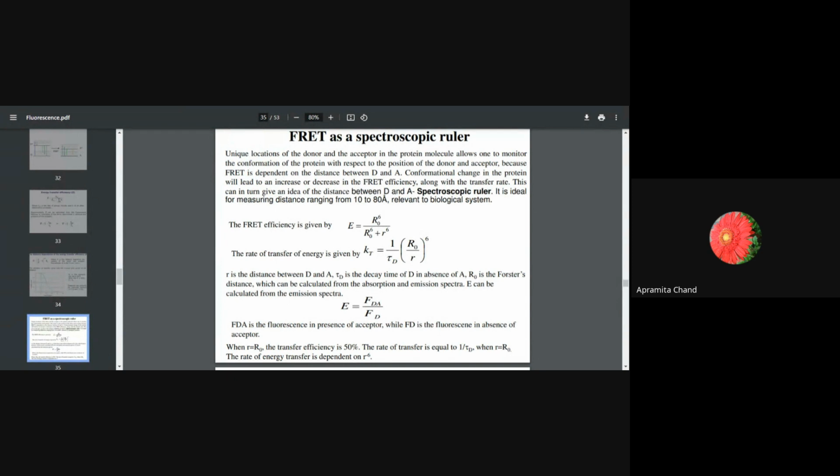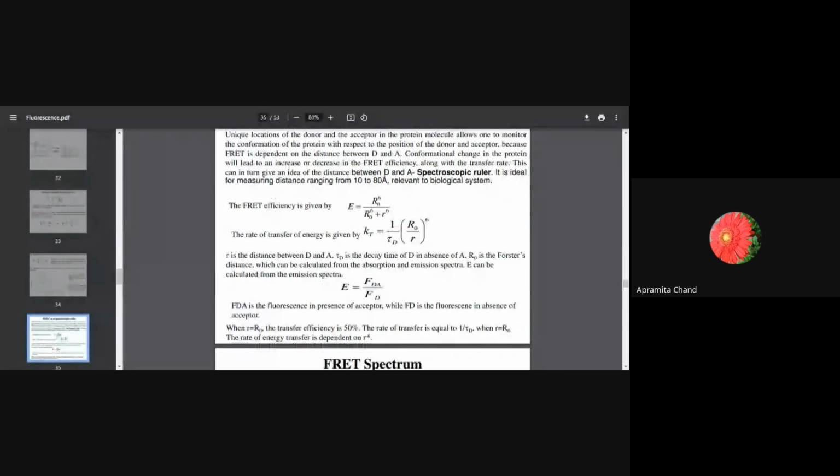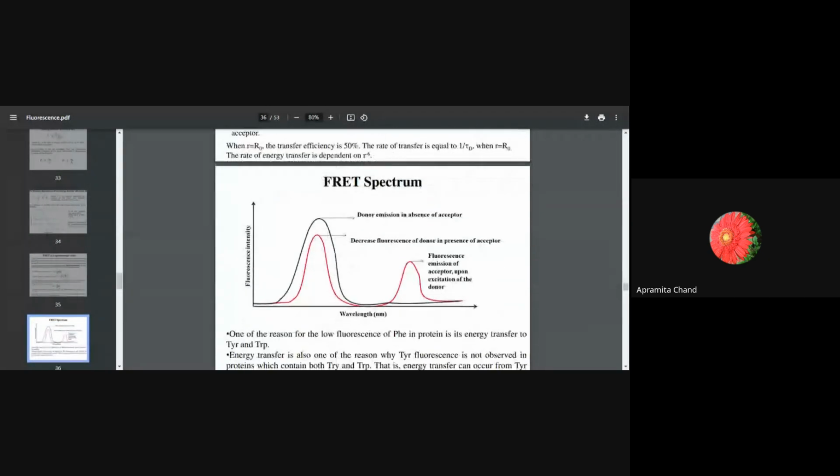So it is a spectroscopic ruler, which means that in various kinds of complicated protein molecules where we do not know the positions of the donor and acceptors, if we are using FRET, we can calculate the location of the donor and acceptor and we can see the conformation of the protein that way.